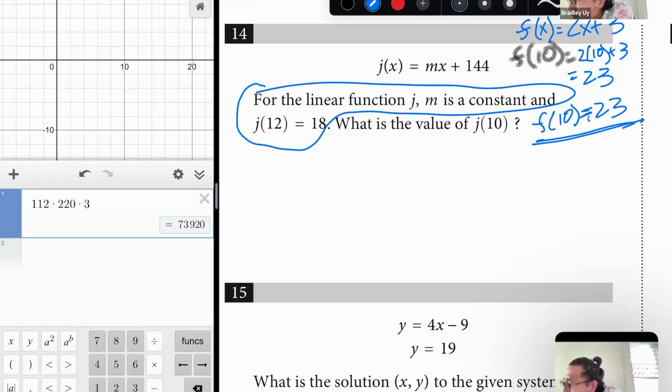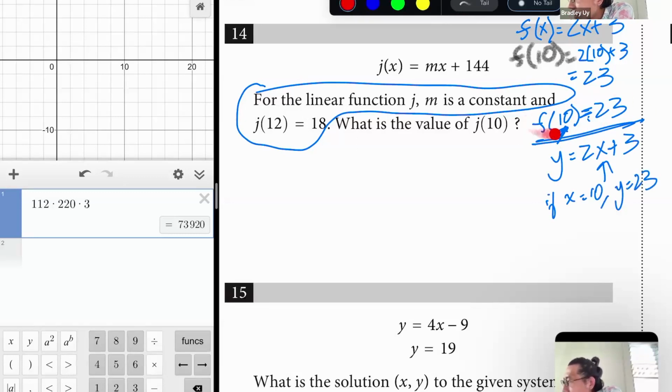Okay, so then the utility of this notation is that it's much more condensed. It tells us the x input and the y output at a glance. If we input a 10, we get out a 23. For example, if x is 10, comma, y is 23. Notice that takes a lot more writing than this, which is the handiness of function notation.